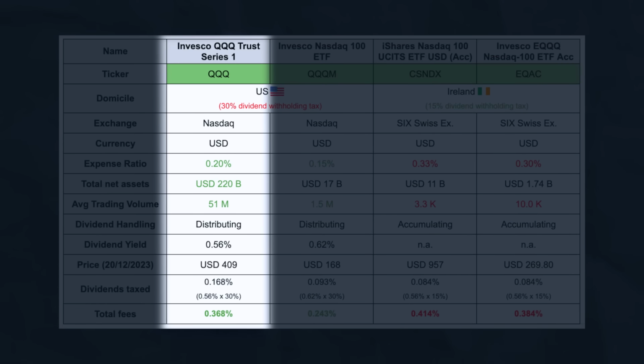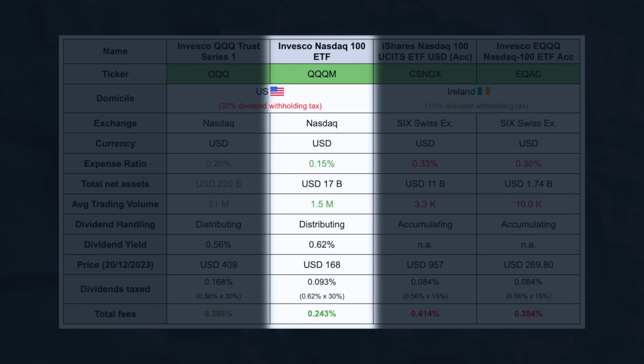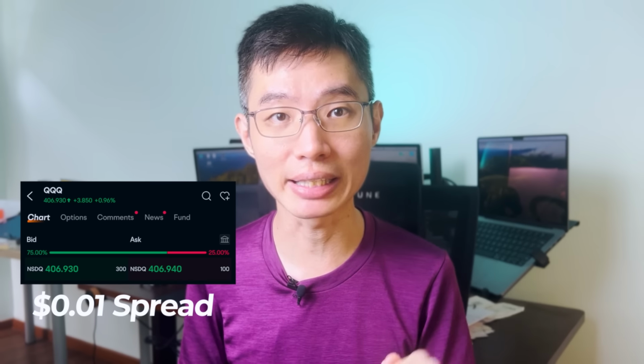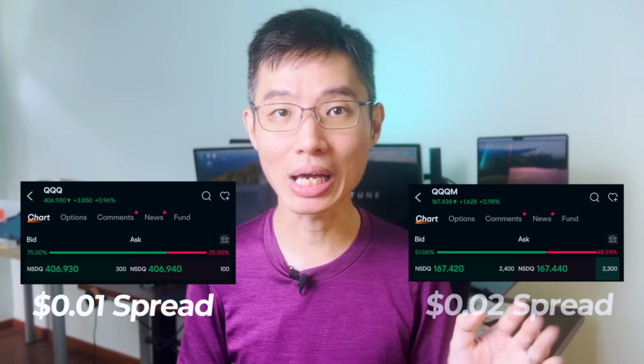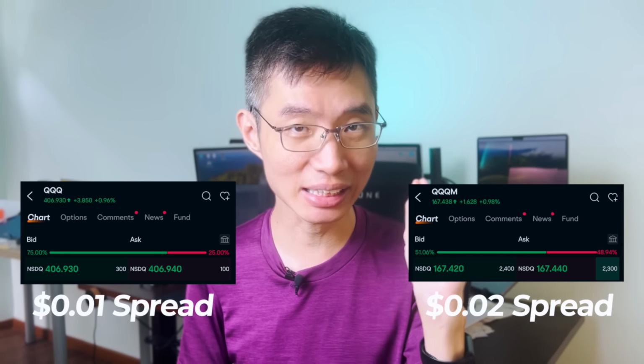As to whether you should invest in QQQ or QQQM, it depends on why you are investing in it in the first place. If you are planning to use it for trading, like in and out every day, then QQQ would be a better choice. That's because QQQ has a high average trading volume of 51 million as compared to QQQM's trading volume of just 1.5 million. This makes QQQ's bid-ask spread sibei tight as compared to QQQM's bid-ask spread, which is a little wider.